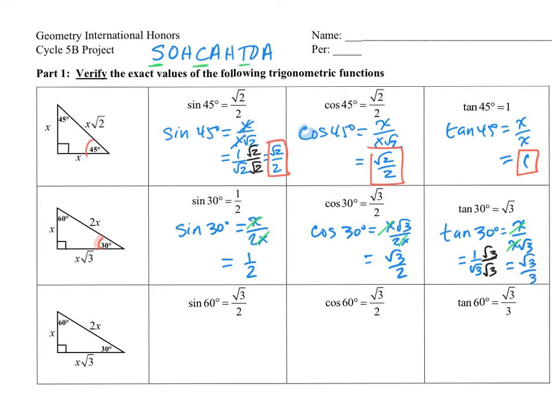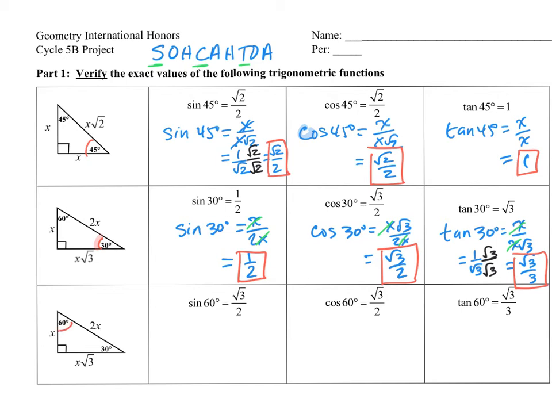So again, you want to start memorizing. The sine of a 30-degree angle is 1/2. Cosine of a 30-degree angle is square root of 3 over 2. And tangent of a 30-degree angle is square root of 3 over 3. So last but not least, let's verify that the sine, cosine, and tangent of a 60-degree angle are these values. All right, so again, using this triangle, we will base our work off of this 60-degree angle.